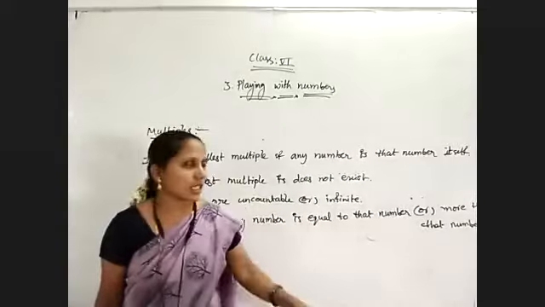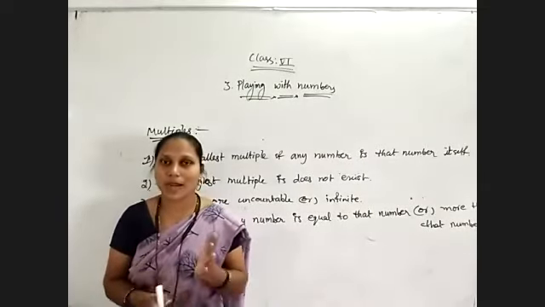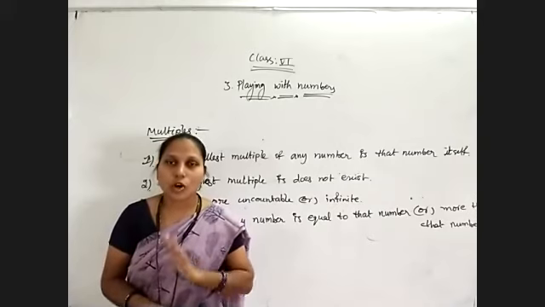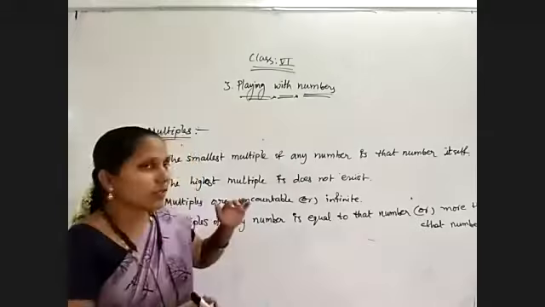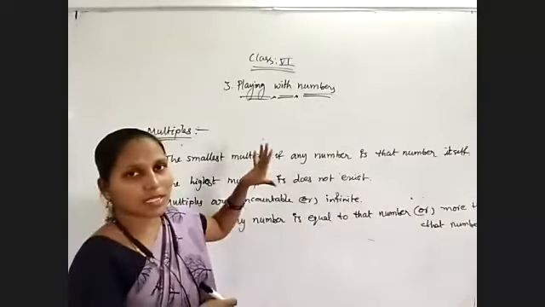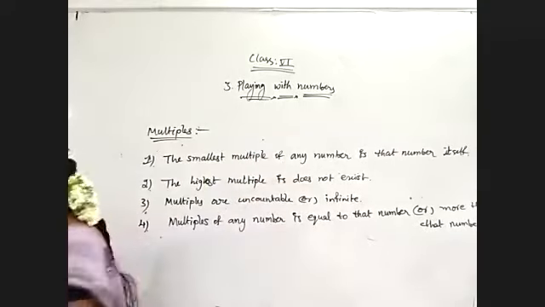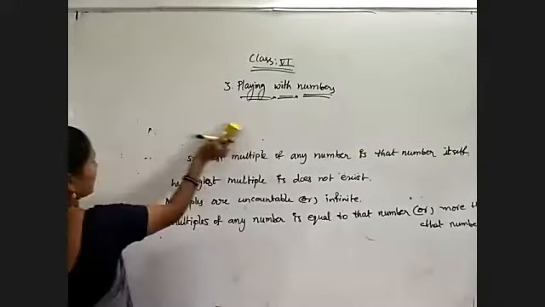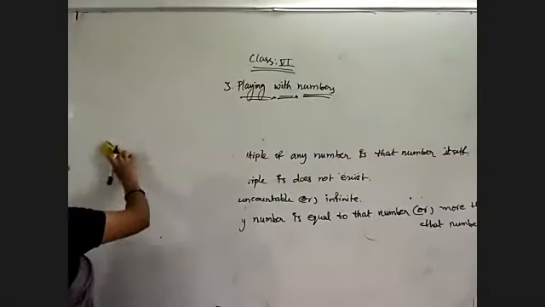So after this we have different types of numbers: even numbers, odd numbers, prime numbers, composite numbers, co-prime numbers. So these we are going to learn. For that sake, first we need to know what is meant by factors. So after this we compulsorily want factors most often, so we will check the factors of different numbers and even and odd numbers.